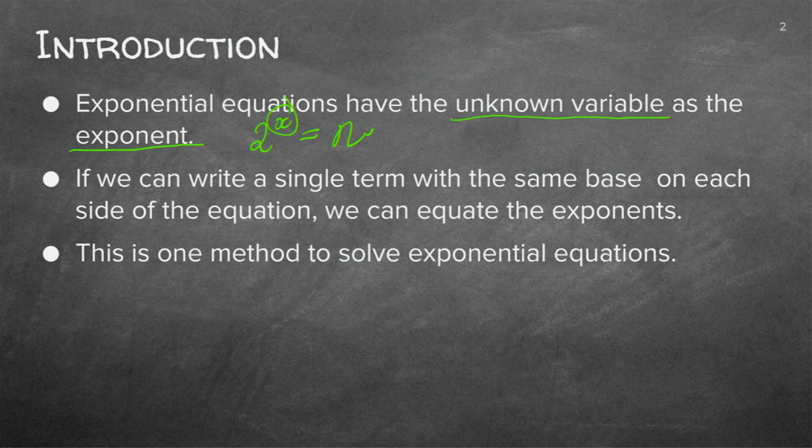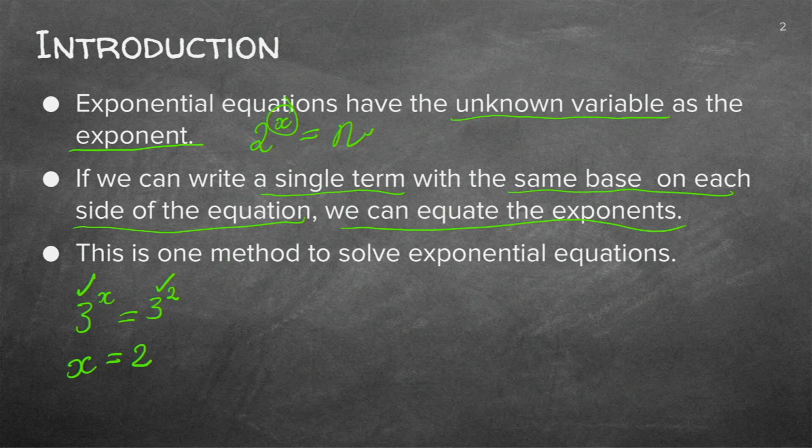Secondly, if we can write a single term with the same base on each side of the equation, we can equate the exponents. This is one of the methods that we use to solve exponential equations. So if you simply have 3 to the power of x equals 3 to the power of 2, with the same bases, you can simply equate the exponents.